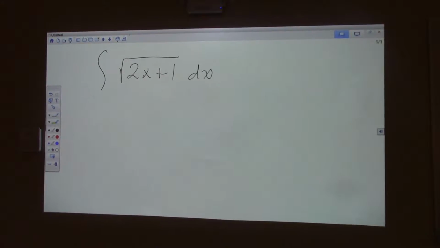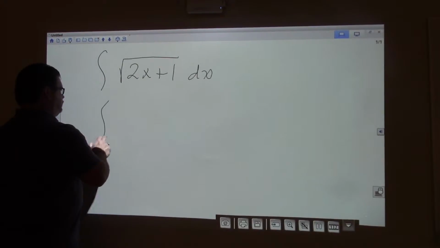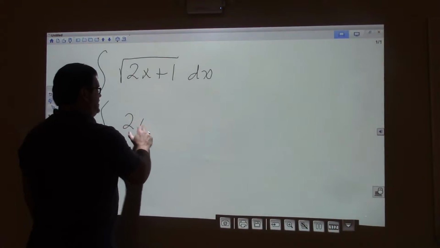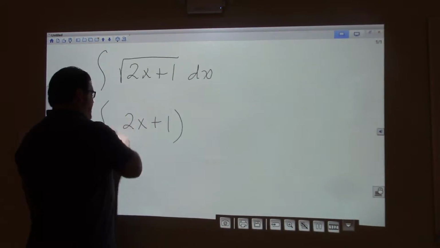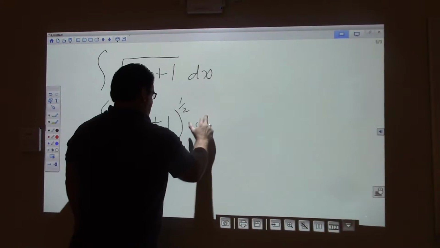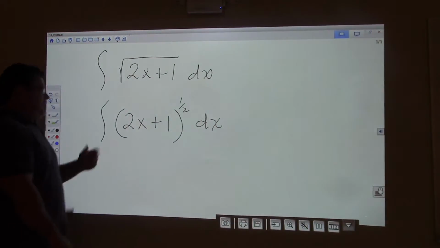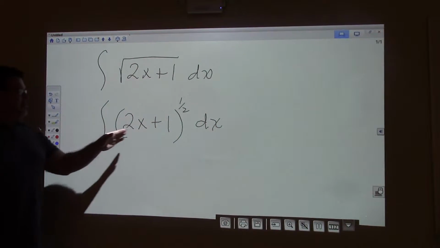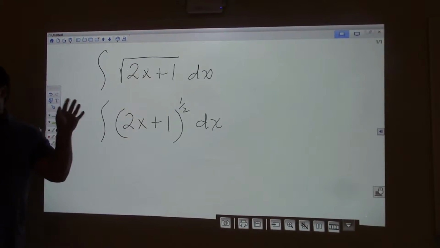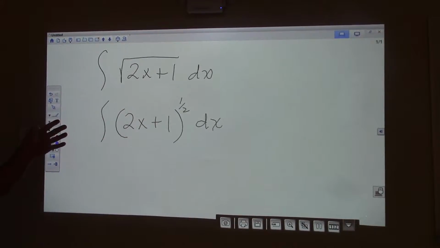So if we wrote it as the antiderivative of 2x plus 1 raised to the 1/2 power dx, that would show you right here we never took the antiderivative of something like this before. All right.